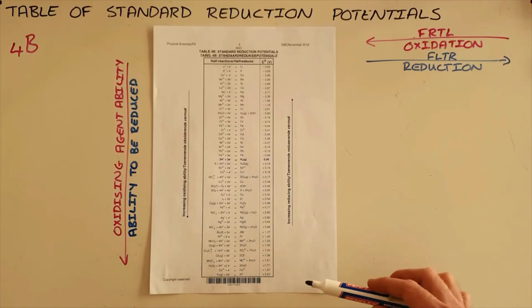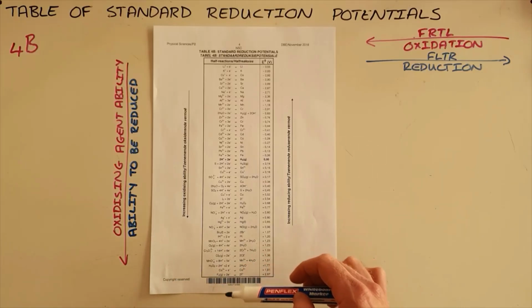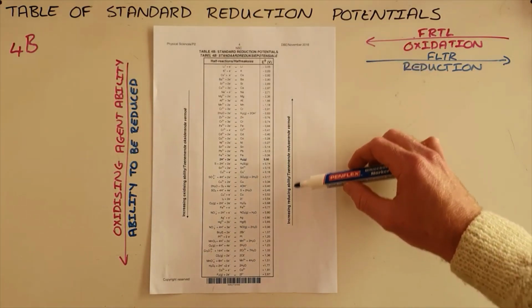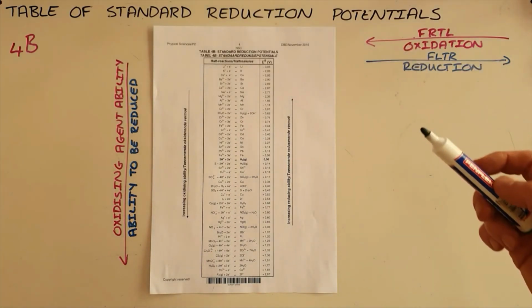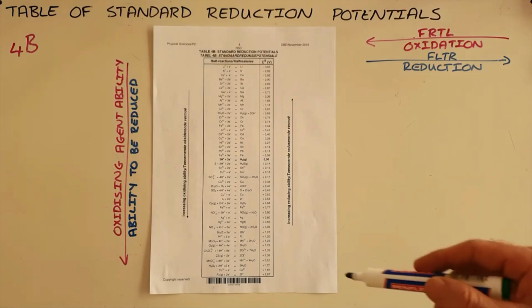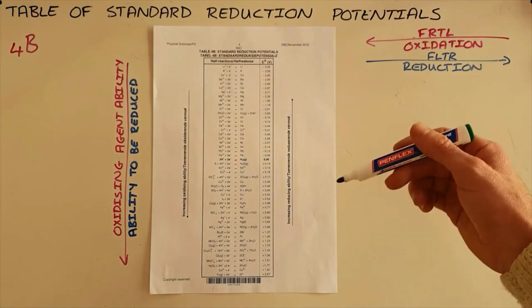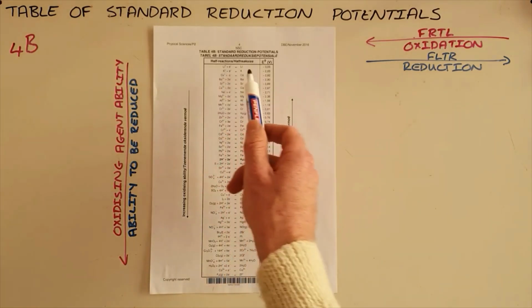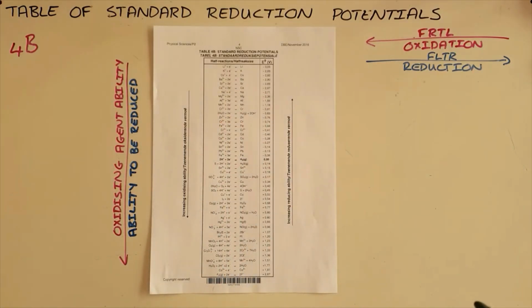basically saying that the most easily reduced element on this table is fluorine right at the bottom, and then obviously the same applies on the right hand side with the increasing reducing ability, which actually means increasing ability to act as a reducing agent or increasing ability to be oxidized, which suggests then that lithium right at the top is the most easily oxidized.